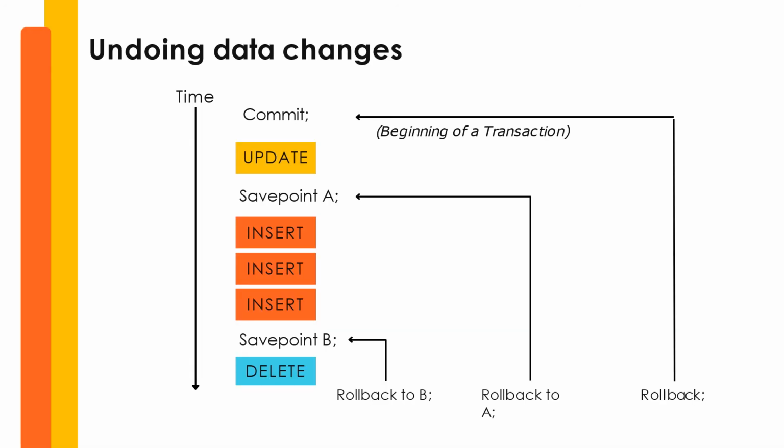The following illustrates how we can undo data changes. As we can see, if we have save points, we can roll back to the specific save points that we have. However, if we only have rollback, we're going to roll back to the last commit of our transaction.